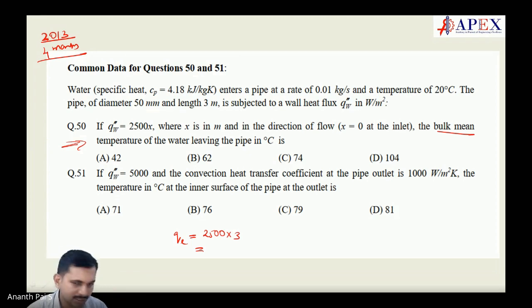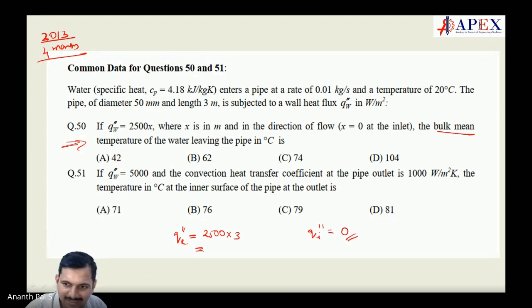Now Q at the exit I am writing. I'm not saying Q at the inlet, I'm writing Q at the exit. What is Q at the inlet? Q at the inlet is 0. So now what is the total Q? Average Q by 2 you have to do, bulk mean, because you're talking about bulk mean temperature. That is the only understanding you have.